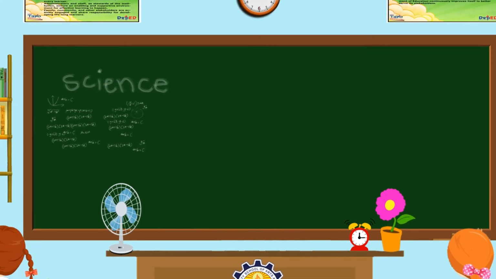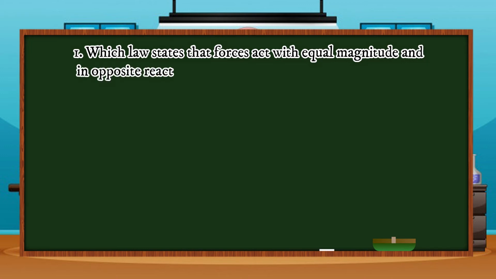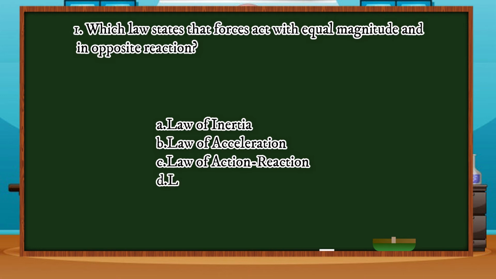For me to find out if you really understand our lesson for today, we will have a quiz time. Number 1. Which law states that for every action, there is an equal but opposite reaction? A. Law of inertia. B. Law of acceleration. C. Law of action-reaction. D. Law of universal gravitation.